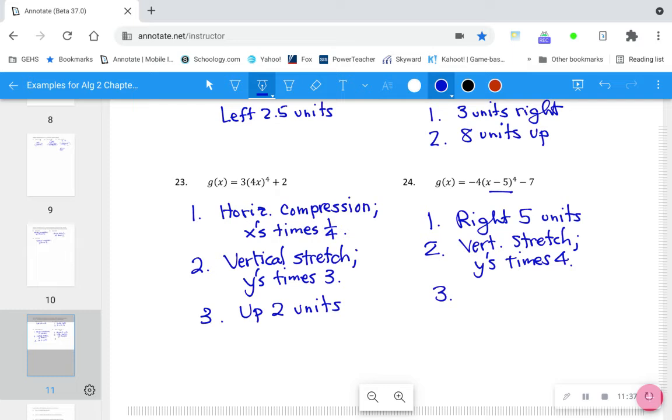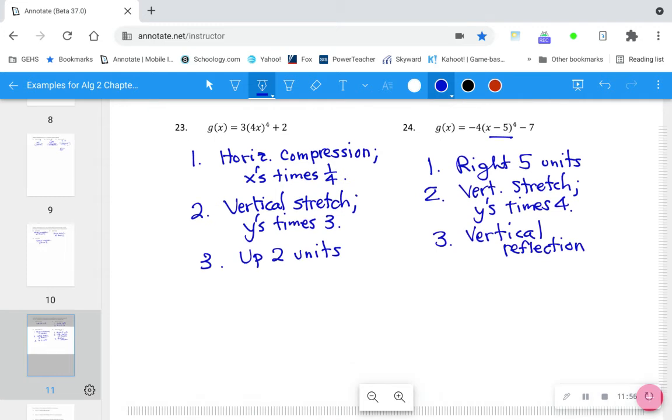And after that, the negative sign on the outside is a vertical reflection. Top and bottom switch places. Vertical reflection. So every y value in the problem changes signs. If it's positive, it becomes negative, and if it was negative, the y value becomes positive. And the last thing that happens here is down 7 units.